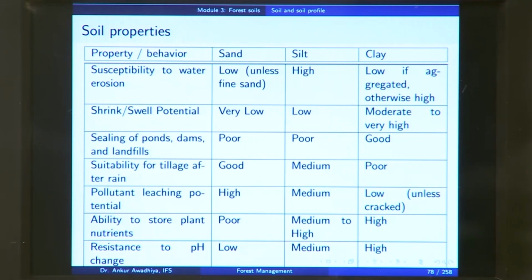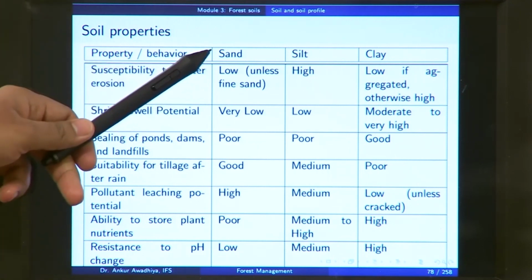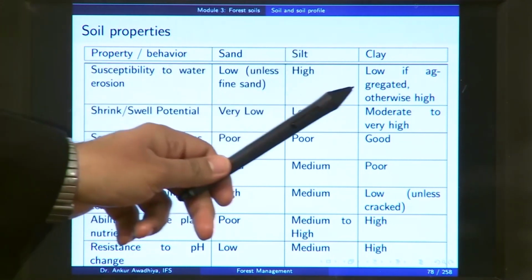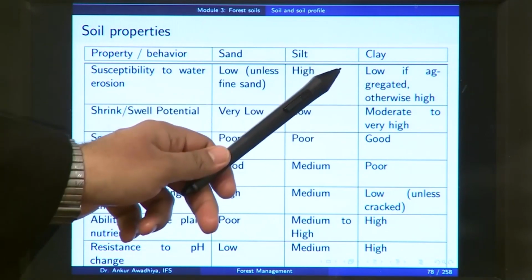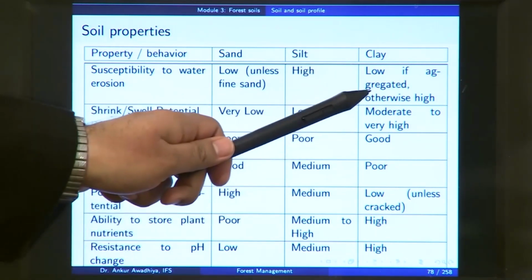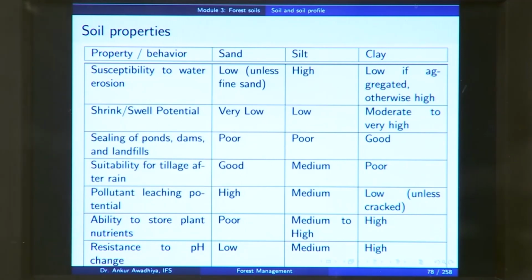Now, if we look at susceptibility to water erosion, here we have low in the case of sand, high in the case of silt, and low again in the case of clay if it is aggregated, otherwise a high susceptibility to water erosion. Because, as we saw before, clay retains water, susceptibility is higher, except when the clay particles are aggregated together, in which case, because of their structure, they form larger granules.